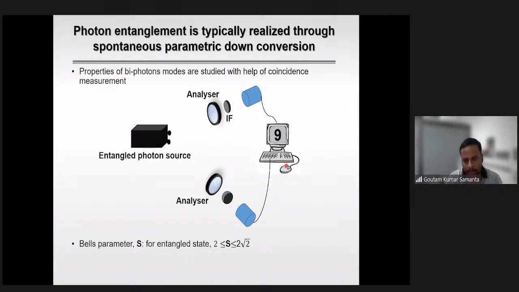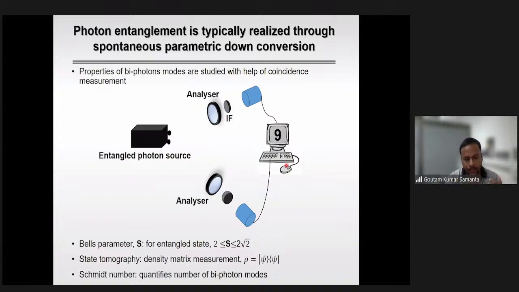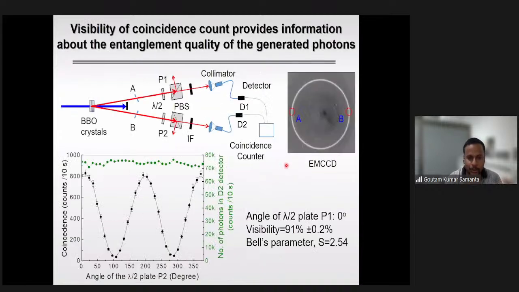Once you have this kind of interference, we measure the Bell's parameter and find whether it is more than 2, with a maximum of 2√2. We also study the density matrix of the state to establish what state we are creating and what the state fidelity is. One can also do the Schmidt number quantification for these biphoton modes. Anyway, as I said, here is how the interference looks. These are the two points defined by these two lines, and the photons are collected by this detector and another detector here, while keeping the polarization state fixed here.